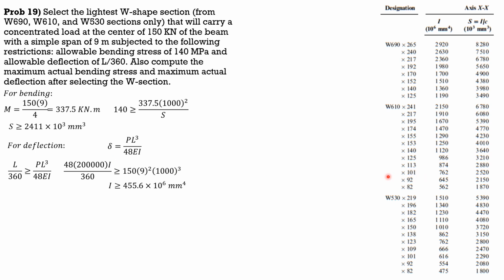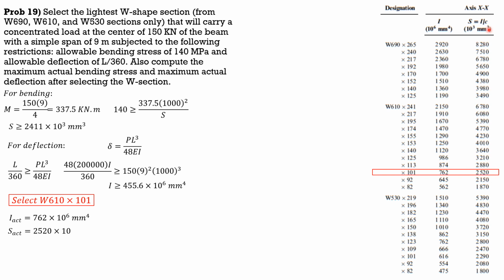Therefore, we select W610 by 101. So the answer, select W610 by 101. The actual moment of inertia is 762 times 10 to the 6, which is greater than the required 455.6 times 10 to the 6 mm to the fourth. The actual section modulus is 2520 times 10 to the 3 mm cubed, which is greater than the required 2411. So that's why this is the lightest section.